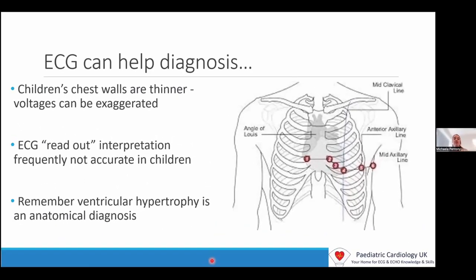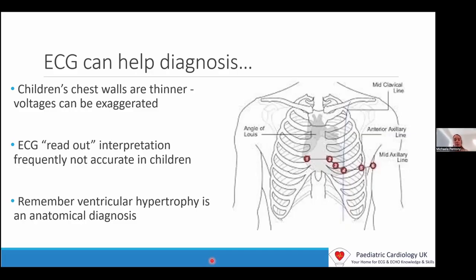When we look at the ECG, we have to remember a few things specific to pediatrics. So children's chest walls are anatomically thinner, and therefore the voltages on ECGs can be exaggerated. It's really important that the automatic printout or readout of an ECG is not depended on. We need to look at the ECG ourselves because it's frequently not accurate in children.